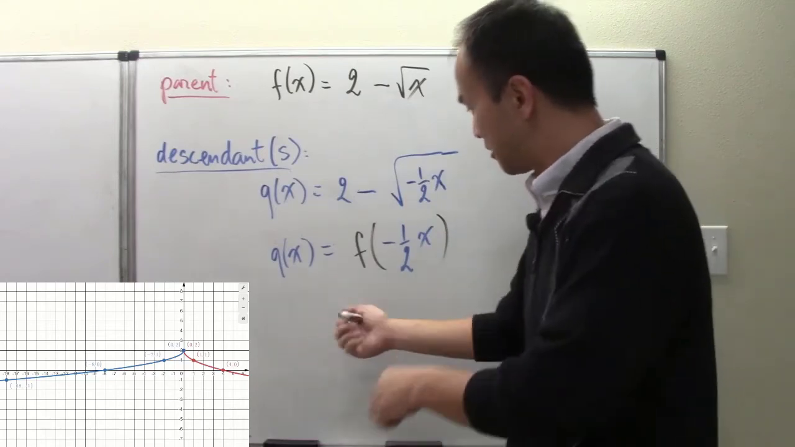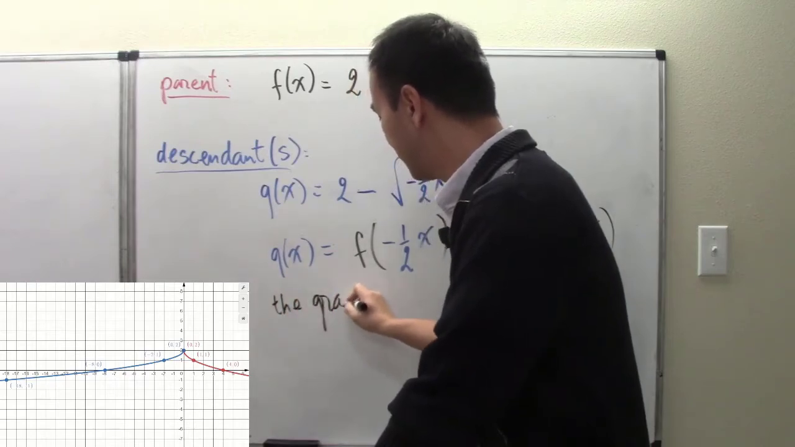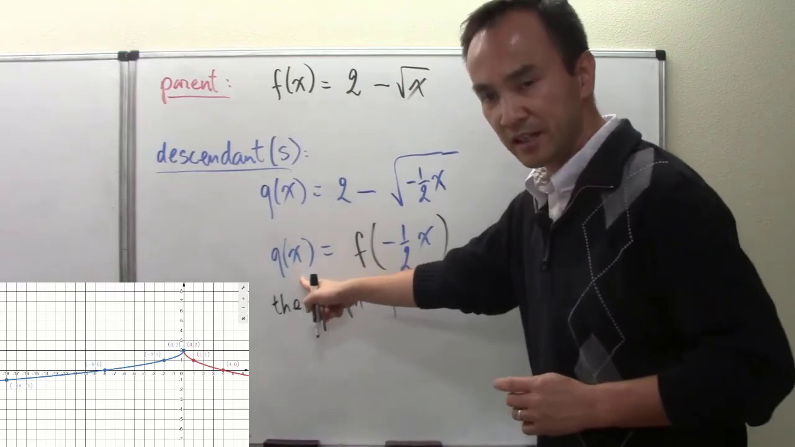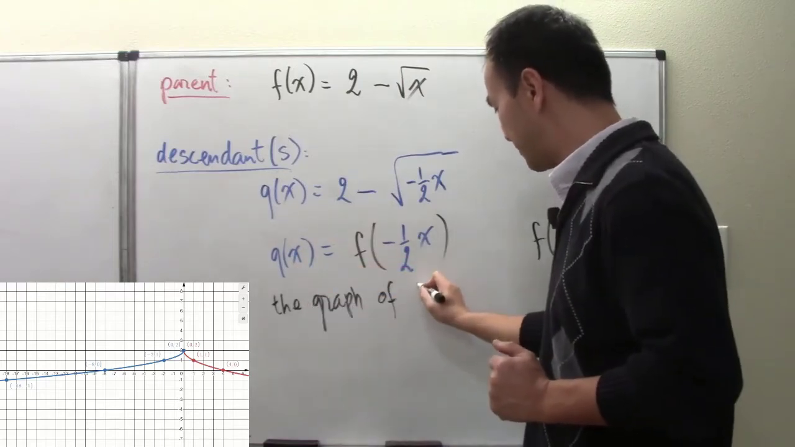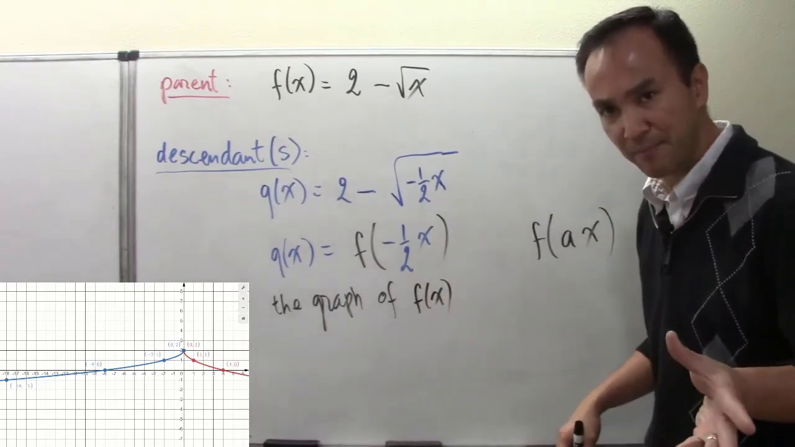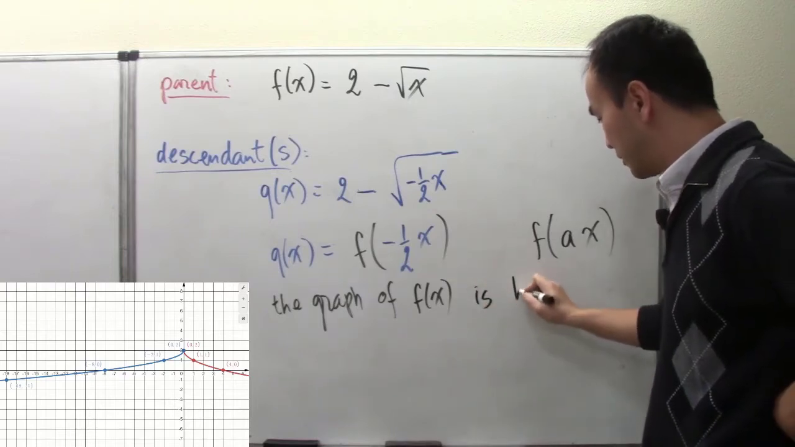Okay, and so the graph. It looks like the graph of this descendant right here is simply the graph of f of x, right? But what has happened to that? What has happened to that? The graph of f of x is horizontally.